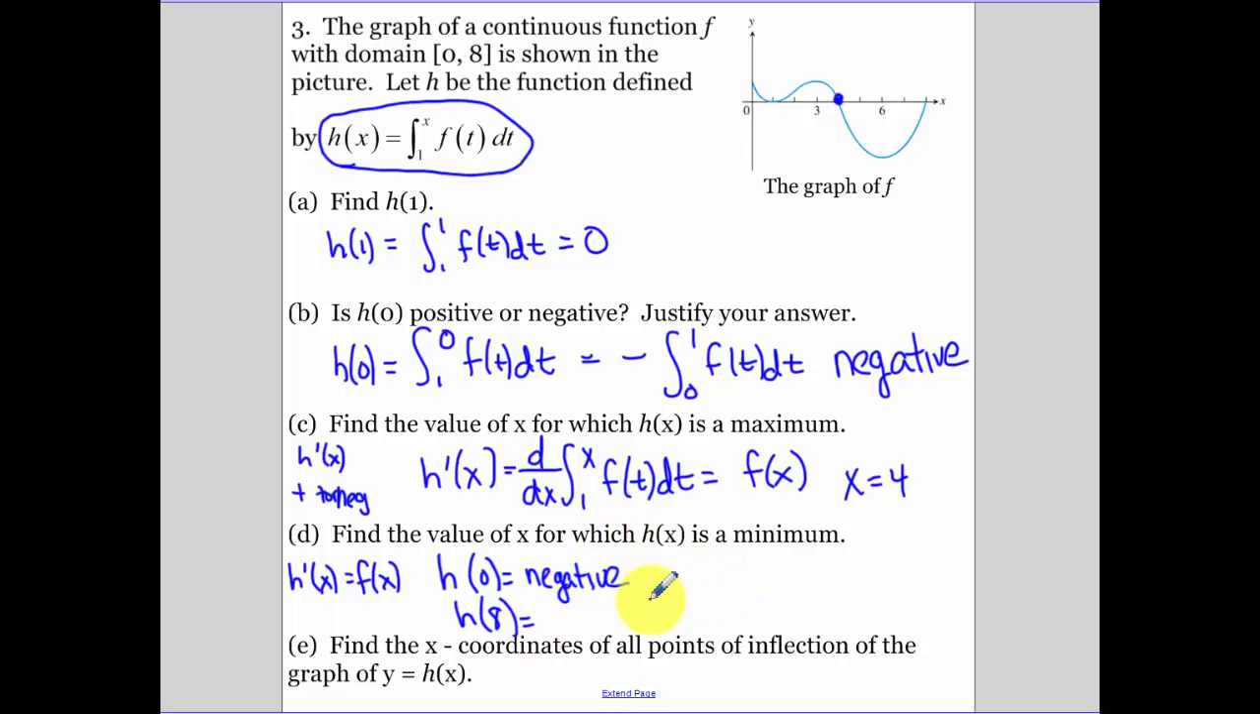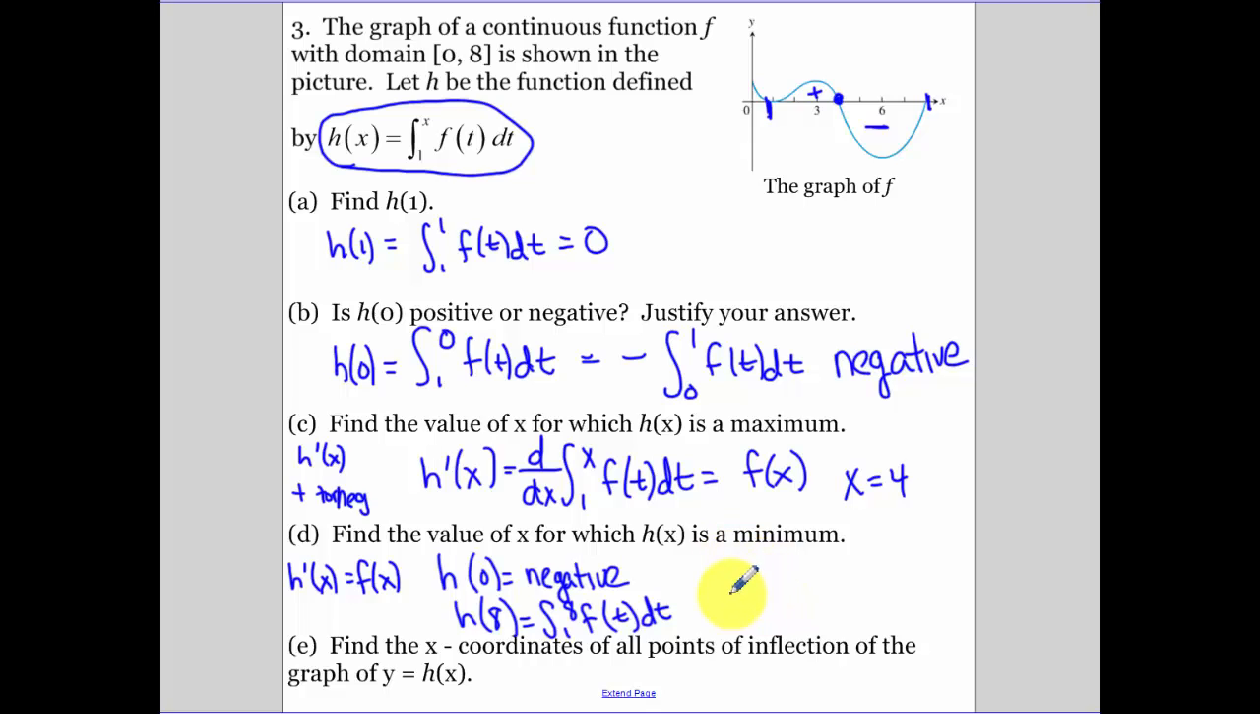So you need to think about h of 8 is the area under the curve from 1 to 8 of our function f of t dt. So I have this positive area because I'm going from 1 to 8. But I have this really big negative area. So what area looks like it's going to be more, even compensating for this little positive piece? This area underneath here, that's going to be essentially a more negative area.